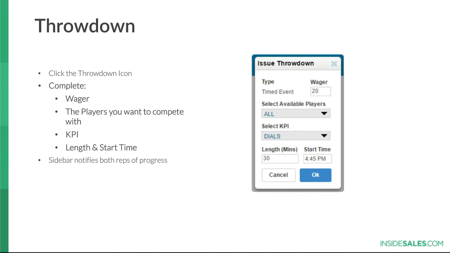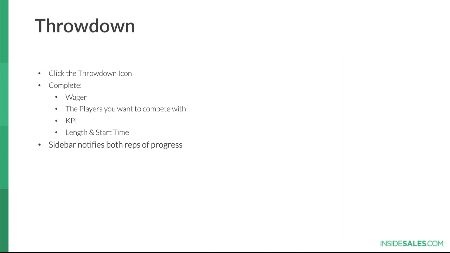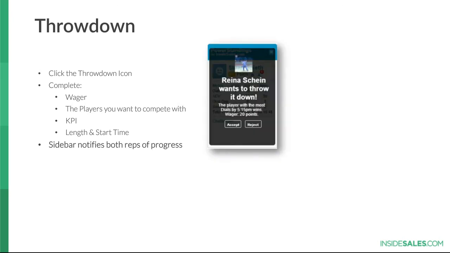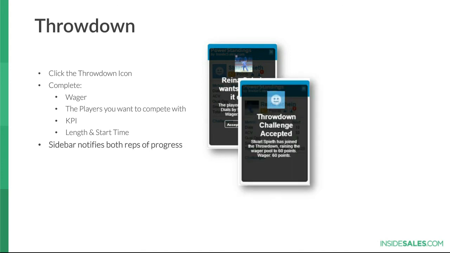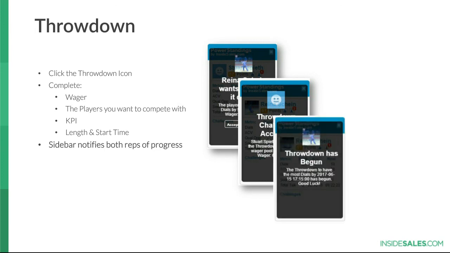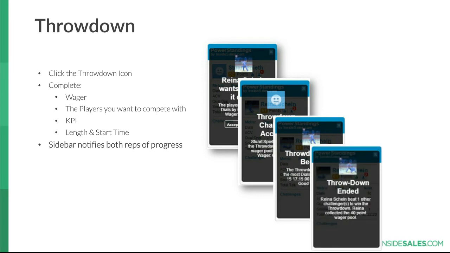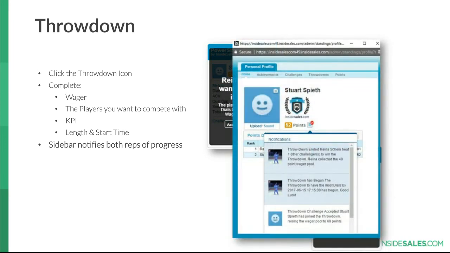When they issue that throwdown, the other rep is going to receive a notification. Hey, so-and-so wants to throw it down, and that rep can accept it or reject it. When they accept it, the original rep will receive a notification saying their throwdown was accepted. And then when the throwdown begins, everyone will be notified, and then when it ends, they're notified. They can also go back into their Powerstandings profile and review the status of the throwdown at any time, and see that there.